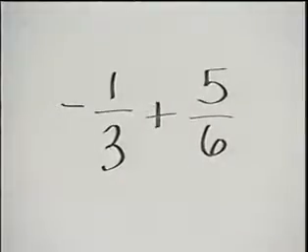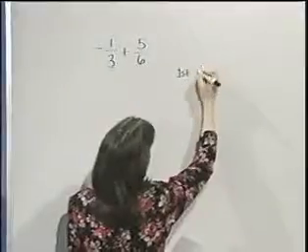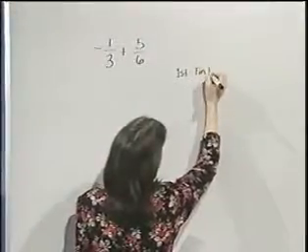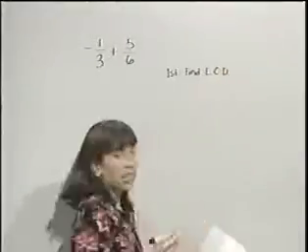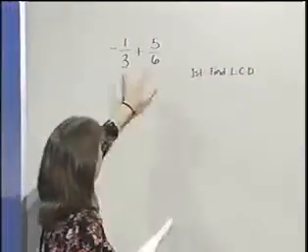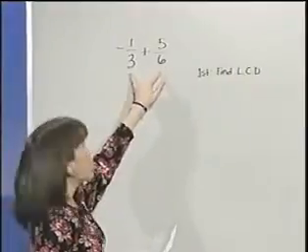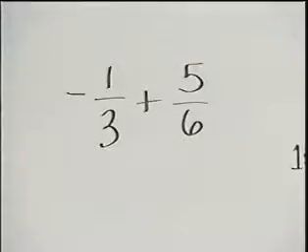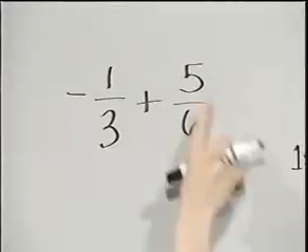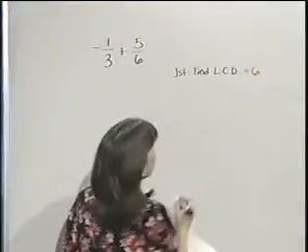Well, the first step, if you remember, is to get the least common denominator. So the first thing you want to do is find the least common denominator. So I'm going to write find the LCD, meaning the least common denominator. 6 and 3, the least common denominator is 6. That is, it's the smallest number that both 3 and 6 divide into. So for this problem, our least common denominator is 6.